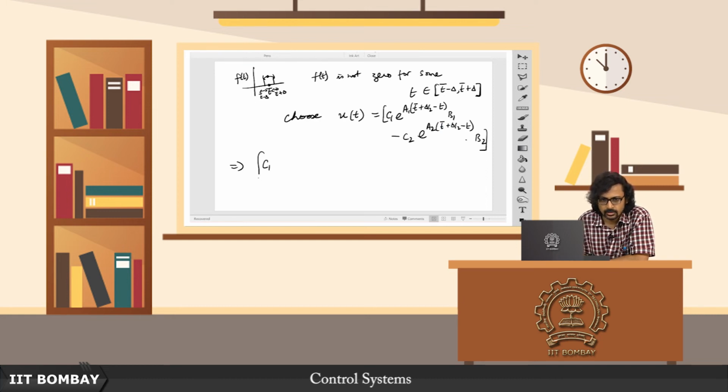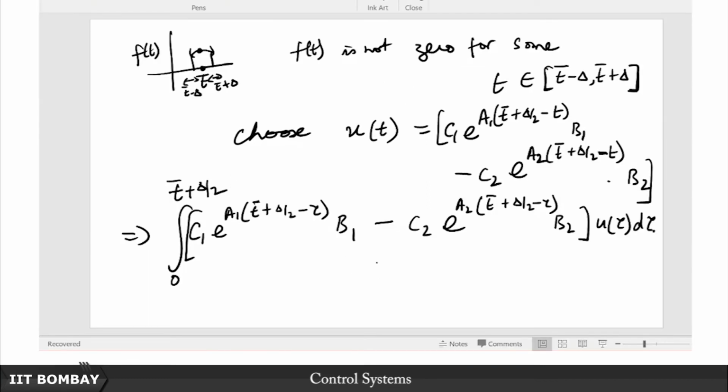So let me put the whole integration back together here: c1 e to the power a1 (t bar plus delta by 2 minus tau) b1 minus c2 e to the power a2 (t bar plus delta by 2 minus tau) b2, whole times u(tau) d tau, from 0 to t bar plus delta by 2. What must this be equal to?